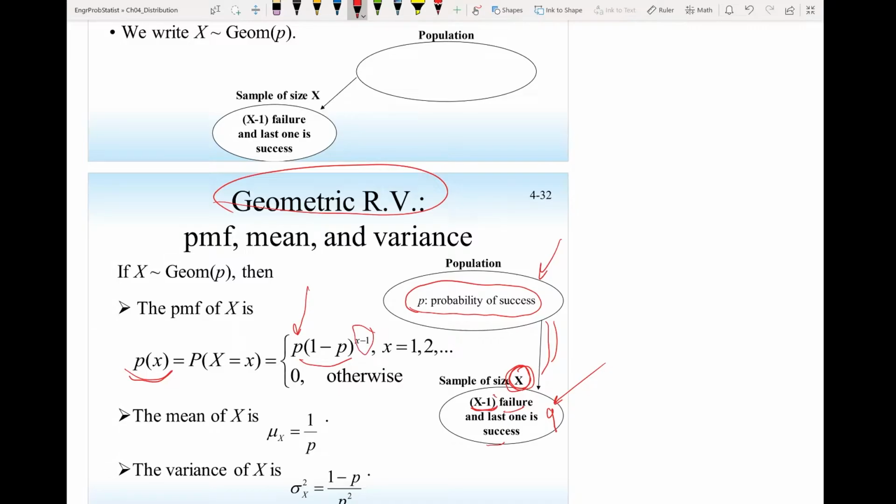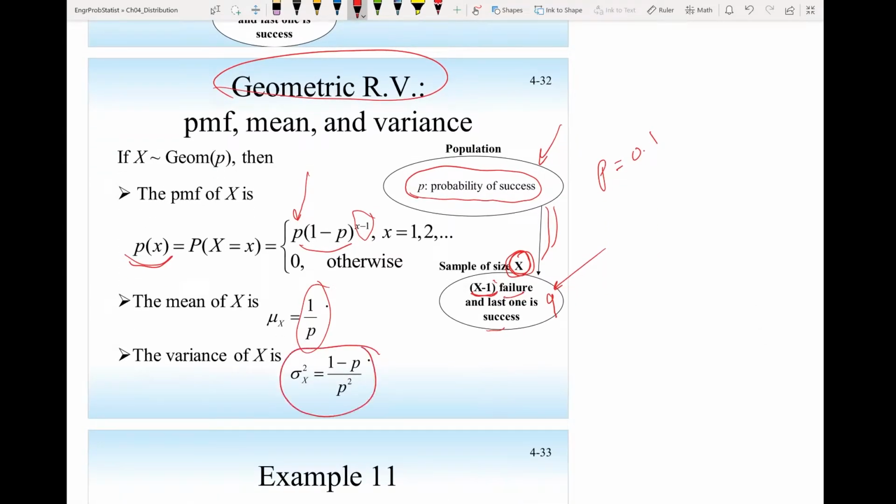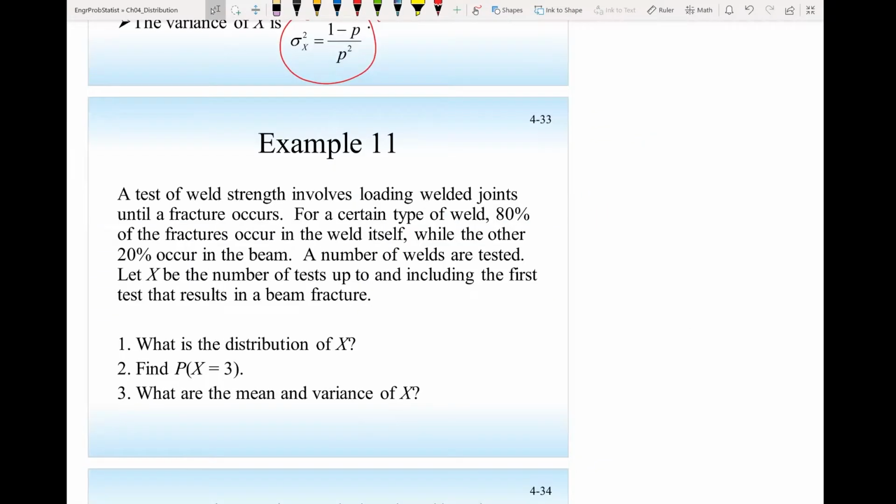If I want to know how many times I will be sending or conducting the trial until I get the first success, it will be 1 over p, where p is the probability of success. So if the probability of success is 0.1, then probably I will be pulling 10 items until I get success. 1 over 0.1 is 10. The variance will be this one. That's the variation in the random variable x. And this is the geometric distribution.